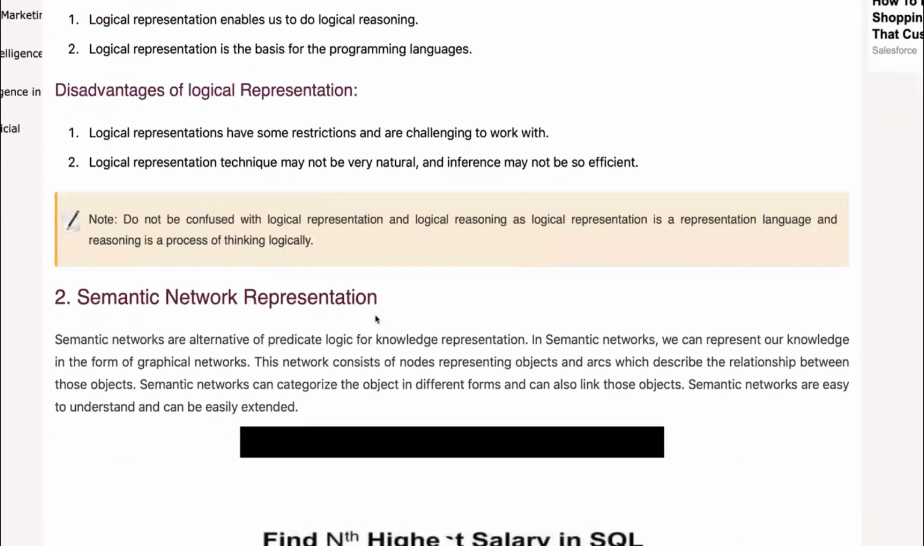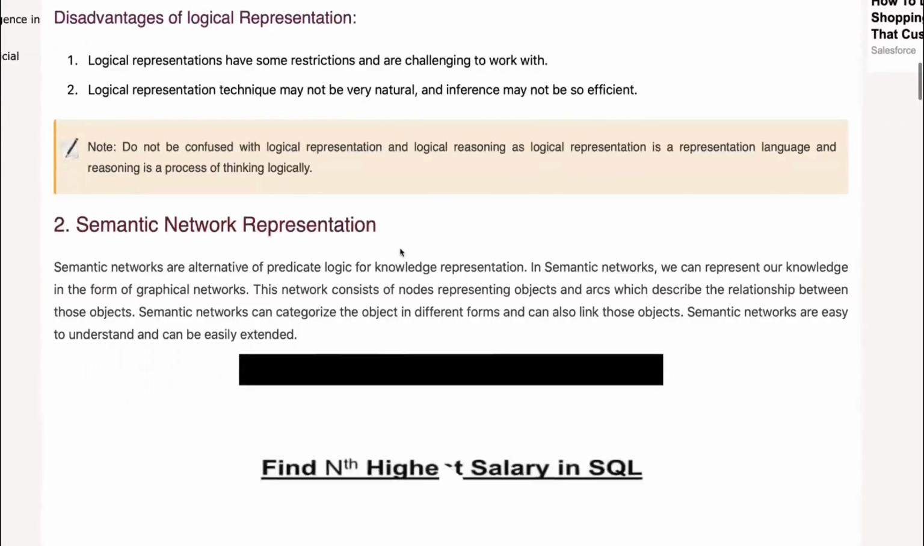In general, I just want you to know the context, so that if you want to study the details independently, you know where to go, you know what to find, and you know how to filter the information. Semantic networks are an alternative to predicate logic for knowledge representation.